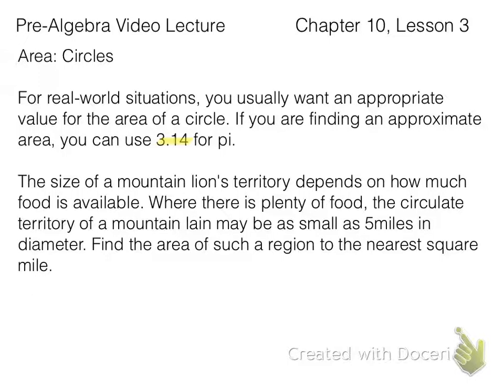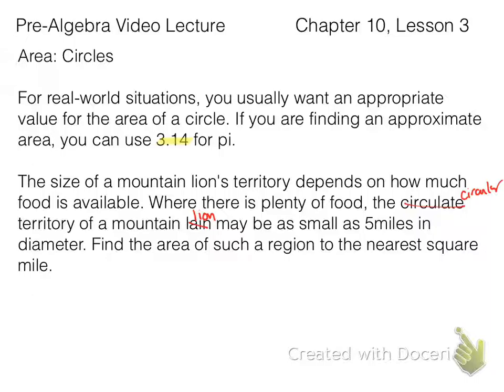circular territory of a mountain lion may be as small as 5 miles in diameter. Find the area of such a region to the nearest square mile.